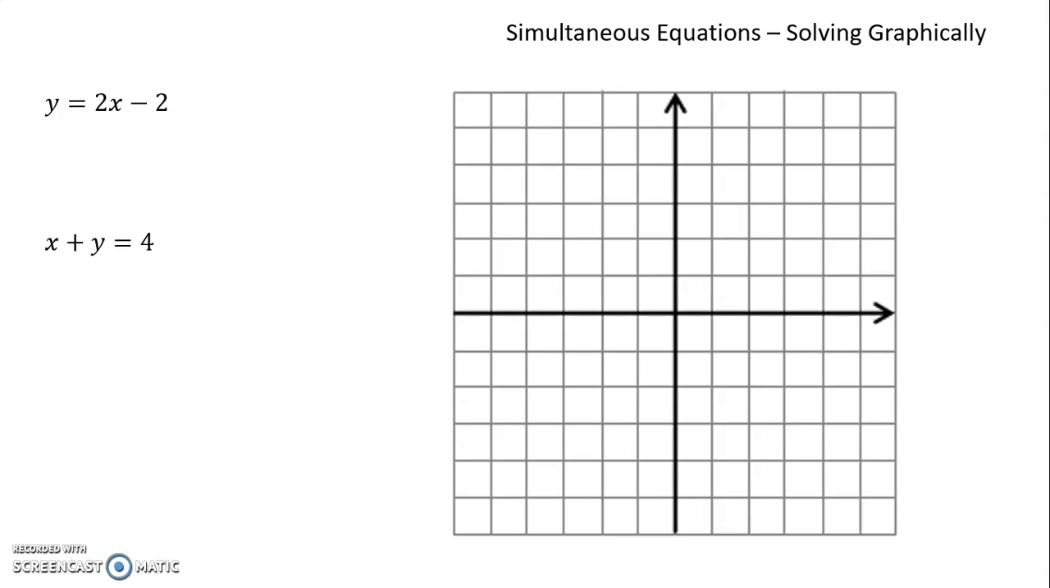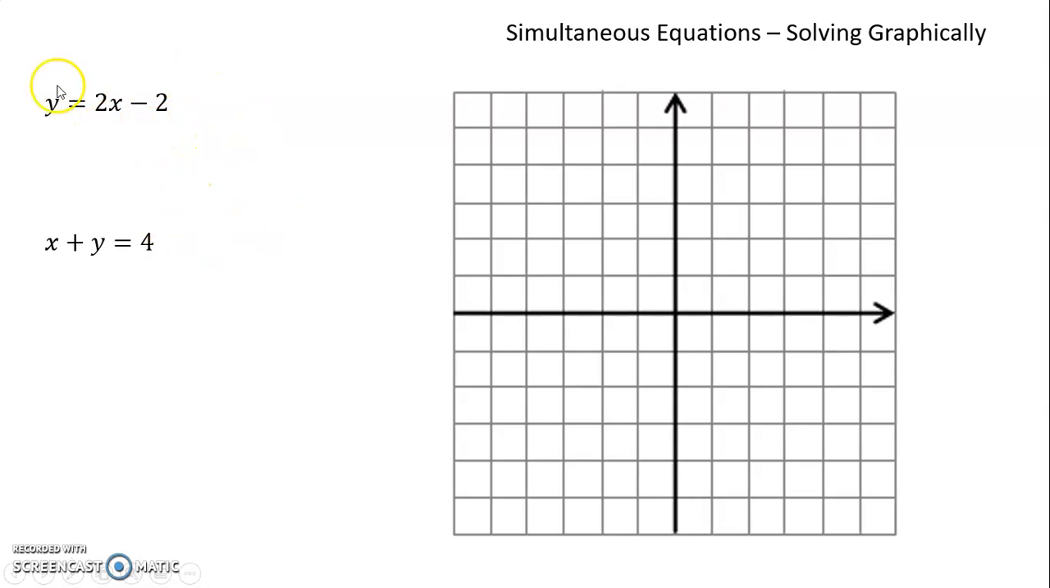So what you can see on the screen are two equations, y equals 2x minus 2 and x add y equals 4. So when we say let's solve these simultaneously, what we mean is let's find a solution that will work for both of these equations at the same time. And to do that graphically, what we're going to need to do is plot both of these straight lines.